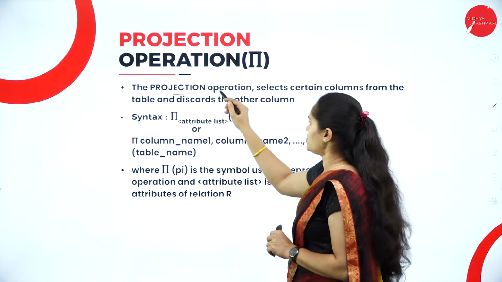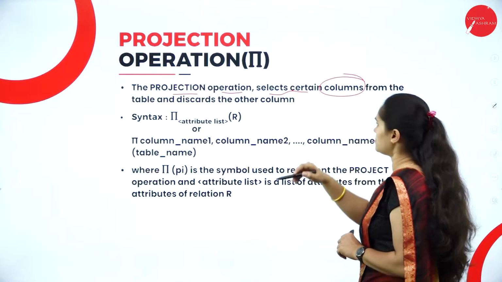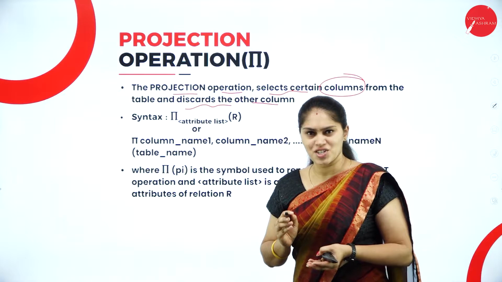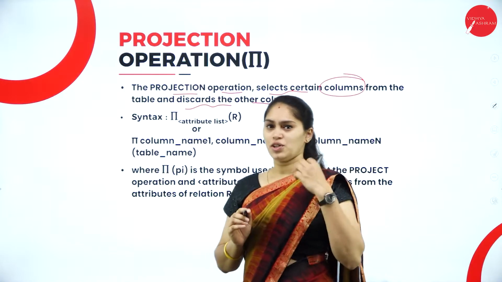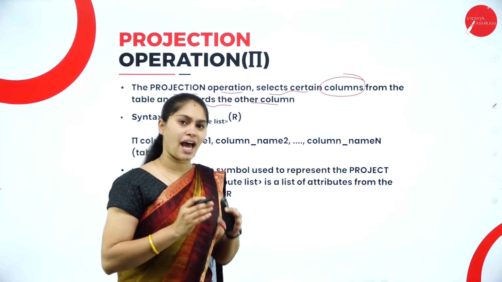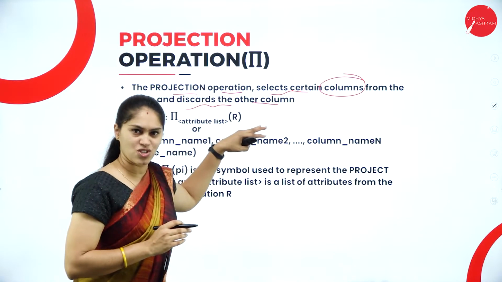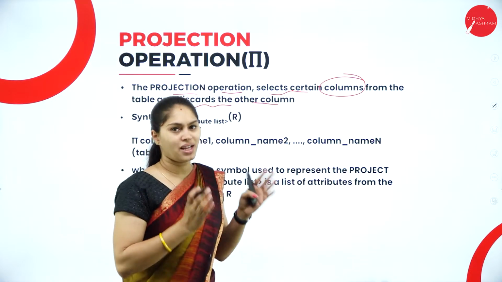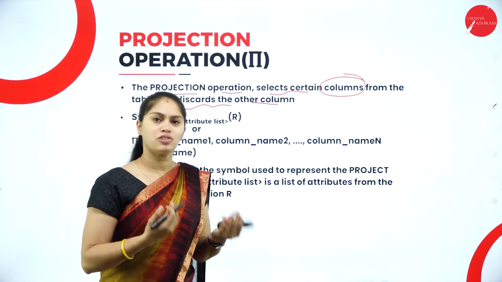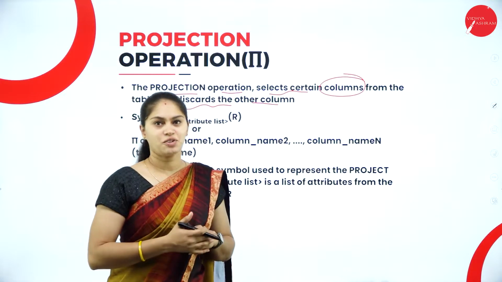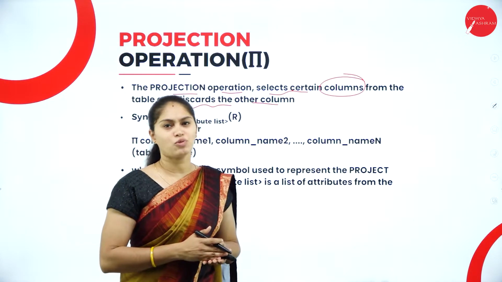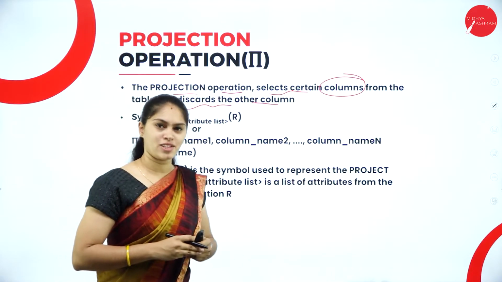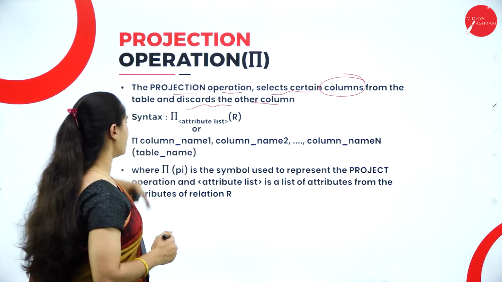We'll see now: the projection operation selects certain columns from the table and discards the other columns. Whichever columns I am fetching or want to retrieve, only then do we have to use this projection operation. It allows us to select certain columns from the relation. If I am not selecting one of the columns from that relation, then it won't select that column. Apart from that, whichever columns we have selected with the help of this projection operation, we return those columns. So you can see the syntax.